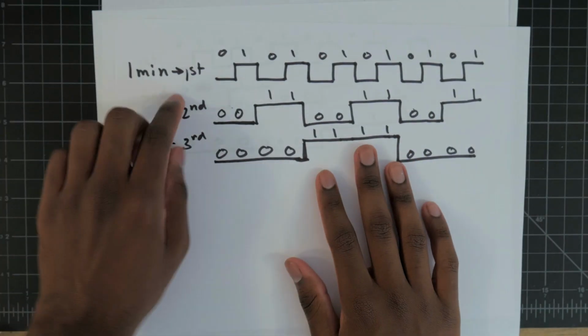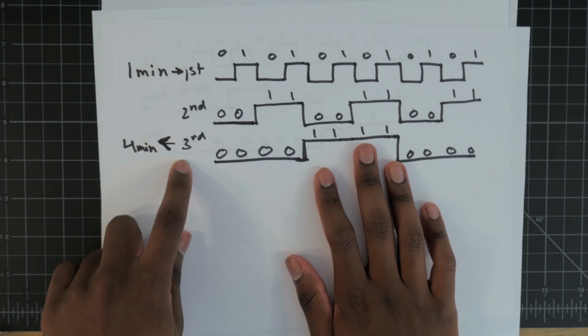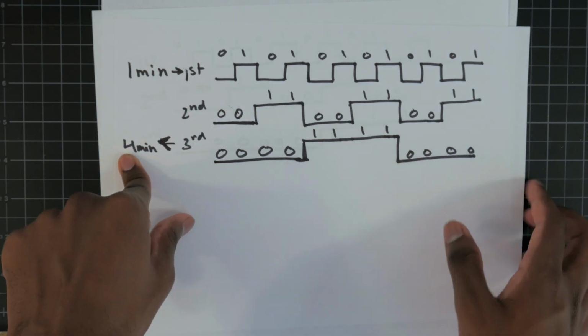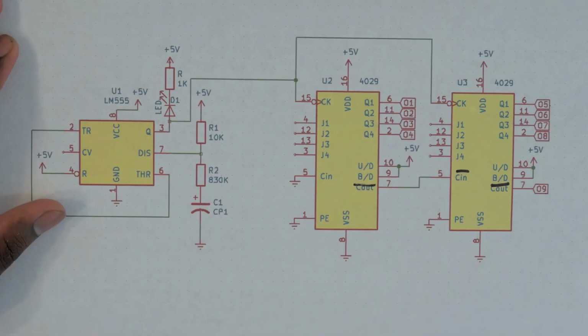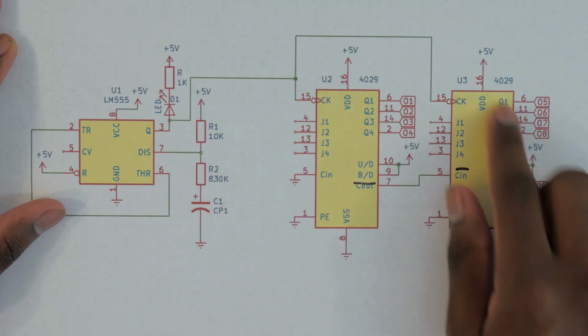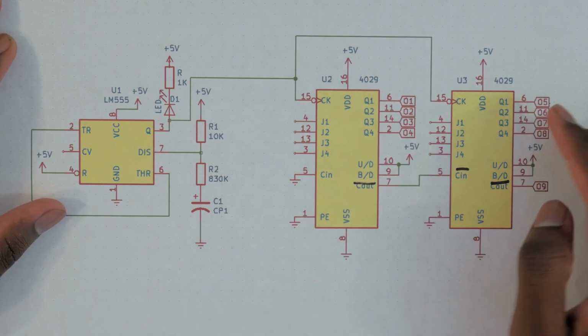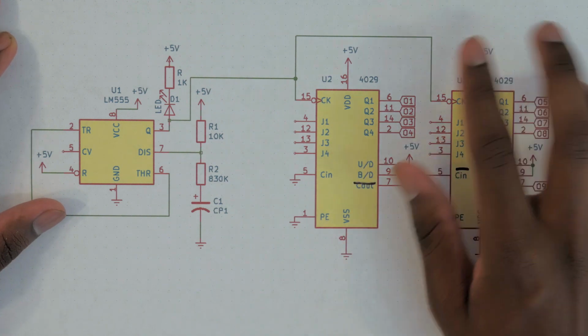What we talked about next for our timer is that because we have a 1-minute signal, we need to put it through a counter and get the 3rd digit to get a 4-minute signal out. The way we do that is with this circuit. These chips are the 4029 chips. These are binary counter chips. They also do decimal counting, but we're putting them in the binary function. You can see that here.